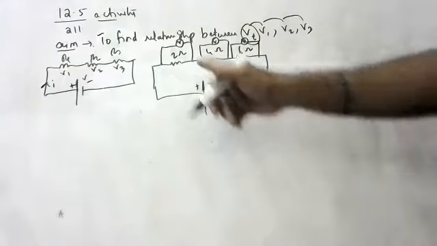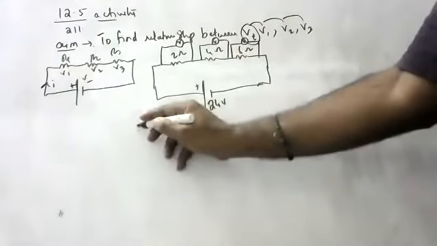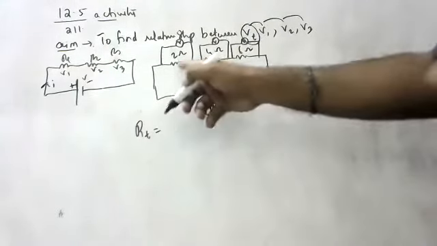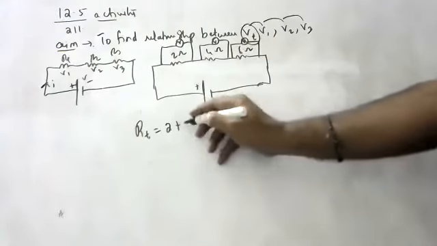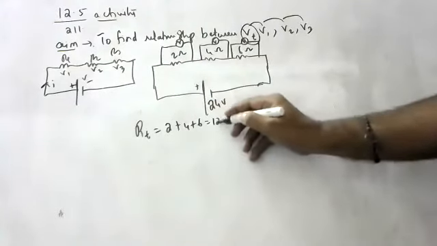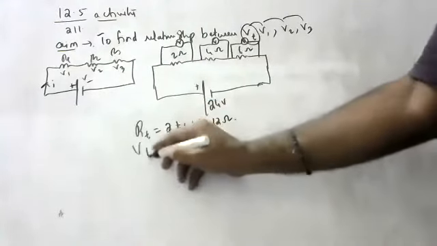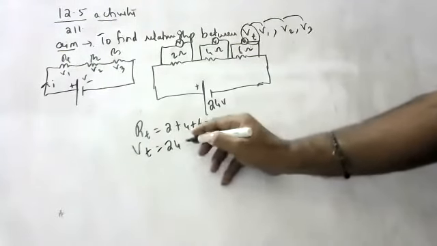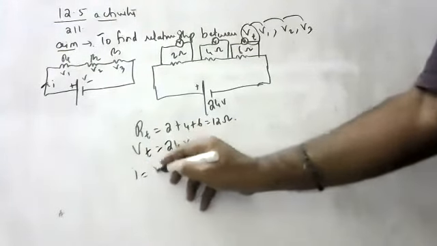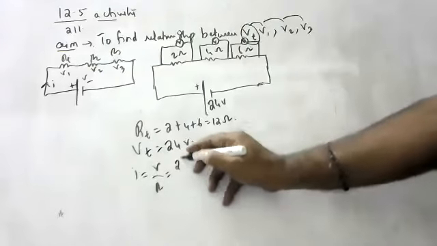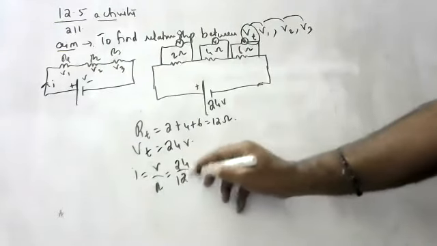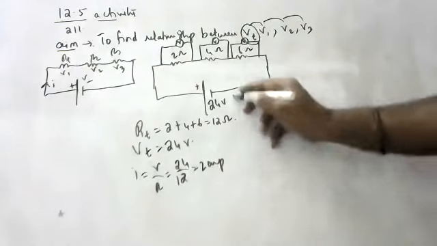Okay, children, now what do you do? First, let me find total resistance. Can anyone tell total resistance? They are in series. 12 ohms. What is total potential, children? 24 volts. What is current? Total current I is equal to V by R. 24 by 12, that is 2 amperes.